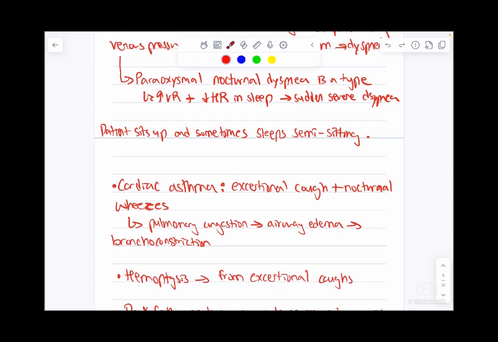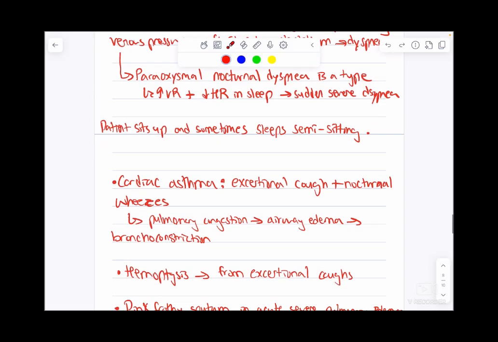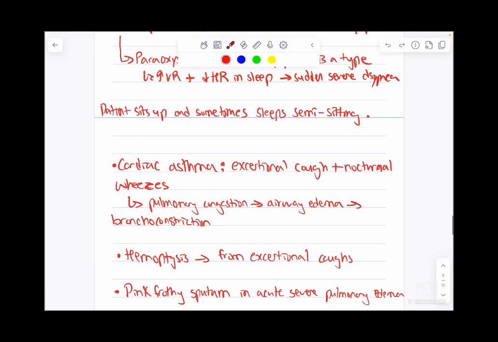Cardiac asthma is basically another symptom. It's exertional cough plus nocturnal wheezes, and these are due to pulmonary congestion, which causes airway edema and reflexive bronchoconstriction. This causes the wheezes and the exertional cough.